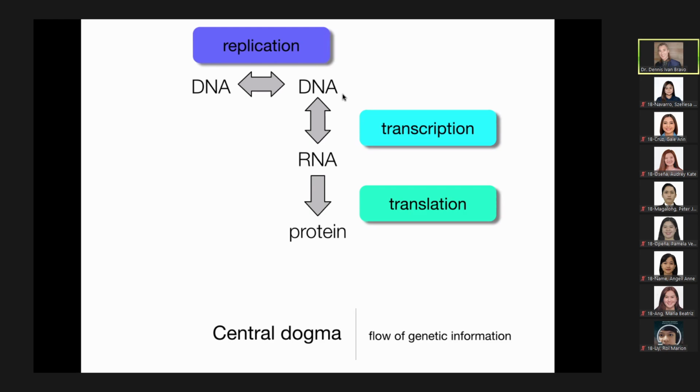Aside from elucidating the structure of DNA, they also proposed that DNA is the genetic material. Sounds like a no-brainer for us now, but back in the 1950s, when they proposed the central dogma, a lot of scientists believed that protein was actually the genetic material, which turned out to be incorrect. Very few scientists believed that DNA is the genetic material, and one of them is Watson and Crick. Turns out that they are correct.